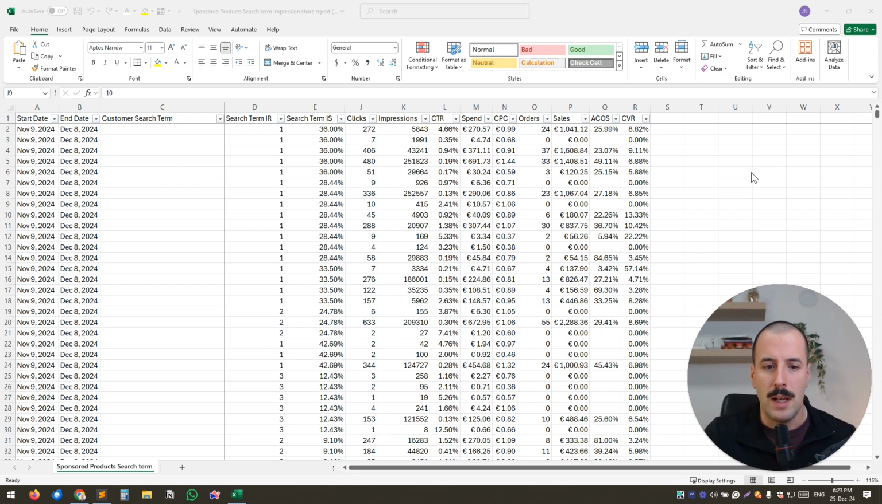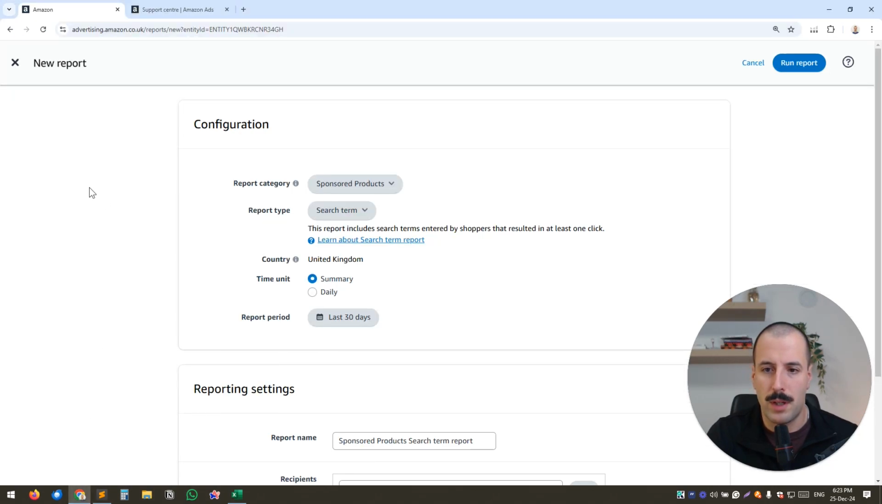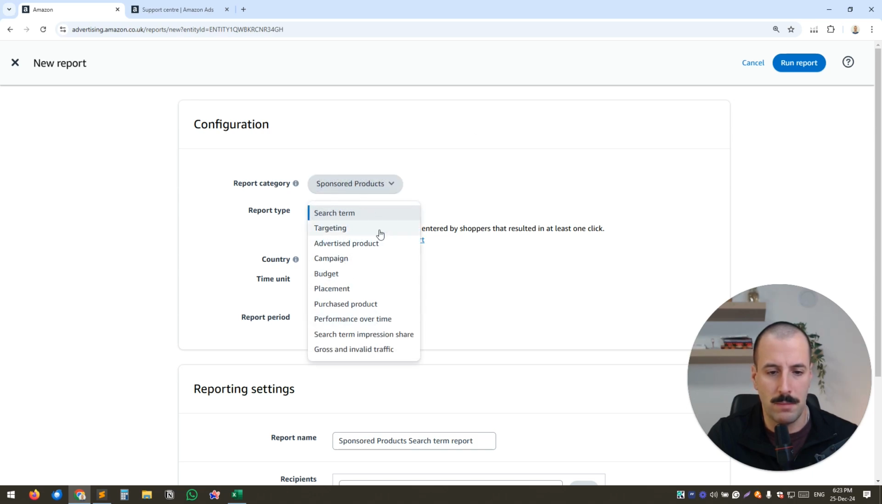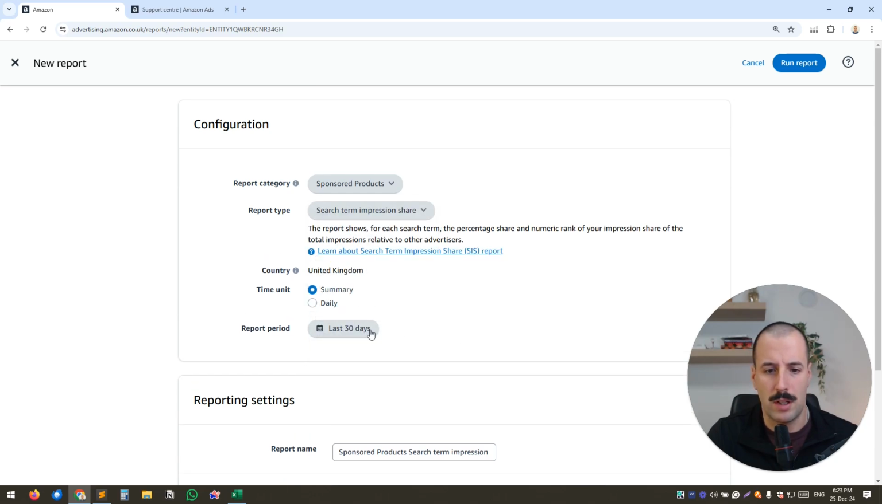Okay, so how to get to this report? You go to your sponsored products reports on the left. When presented, you select sponsored products, then select search term. For the report type, select search term impression share. Select the last 30 days, for example, or as long as you would like. And you have the option to select summary or daily.